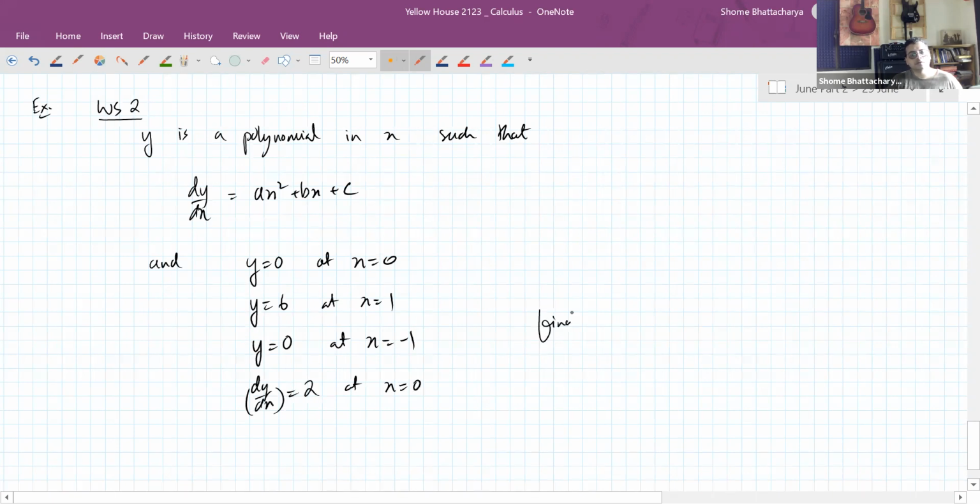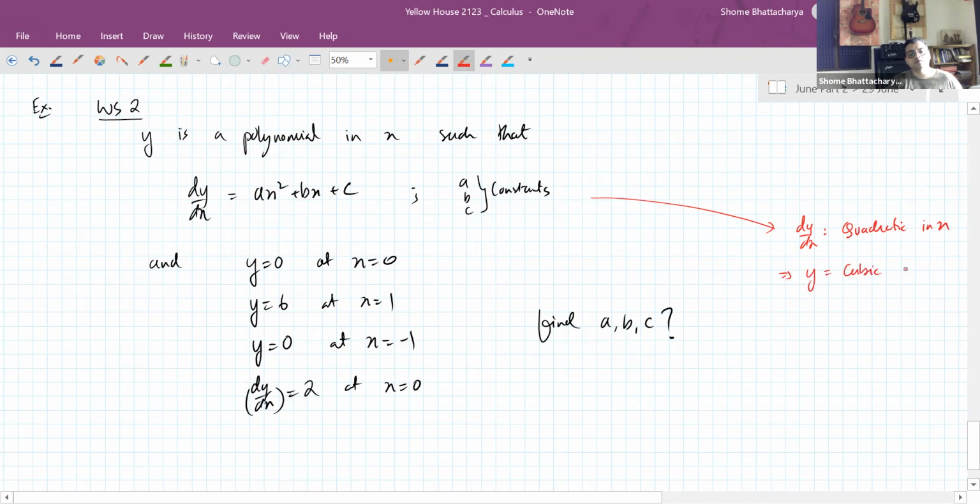So from this we have to find a, b, and c. Obviously a, b, and c are constants over here, but their values are not known numerically. At that stage, the approach that we had taken was that if dy by dx is a quadratic function, then logically y must be a cubic function. So we assumed that y was px cube plus qx square plus rx plus s, where p, q, r, s we had to find, and from that we found a, b, c.